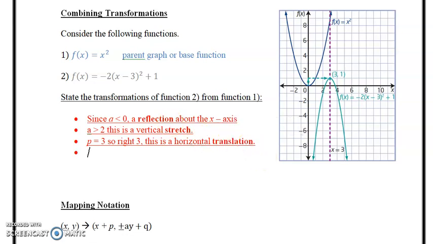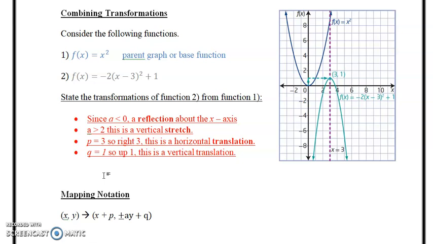Now remember, you could have up to 2 translations, and the next one is our Q value, or 1. So since we have Q equal to plus 1, that means up 1, because we're going up, a vertical translation, RST. So in short, if you were listing these, this is our first time listing the transformations.